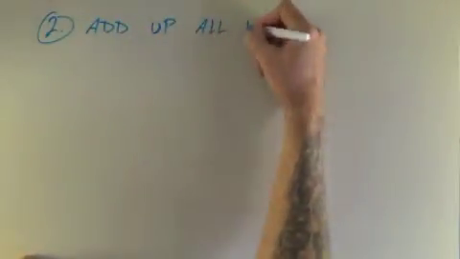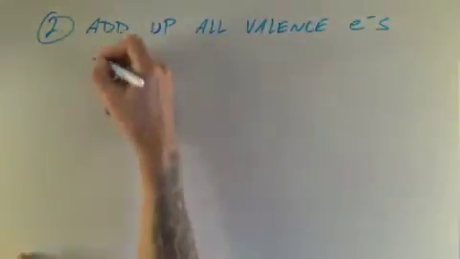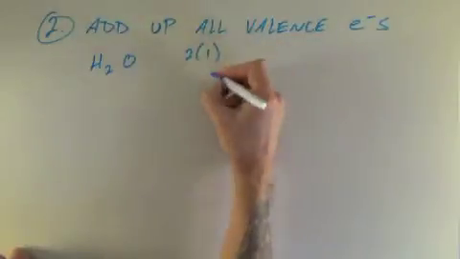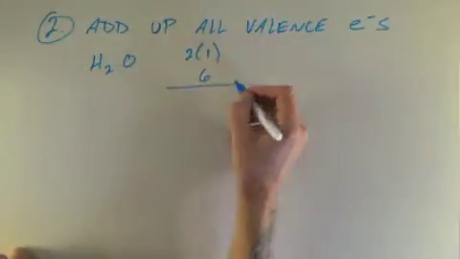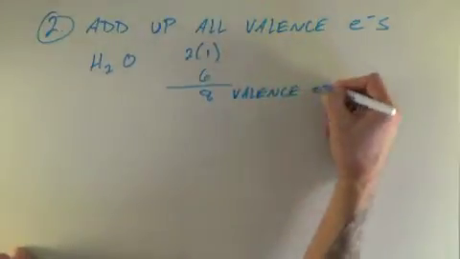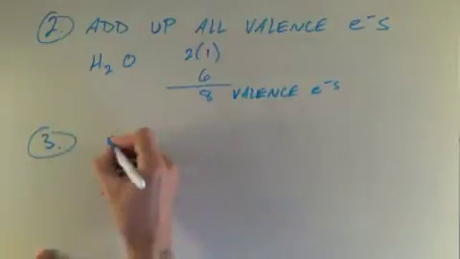So take a look at how many valence electrons we have to play with here. We get the total number, and then we're going to distribute them. So add up all the valence electrons. For H2O, I have 2 hydrogens, so 2 times 1, and then I have 6 from the oxygen, for a total of 8 valence electrons. Those 8 electrons are now going to be distributed in the form of bonds or perhaps non-bonding pairs.